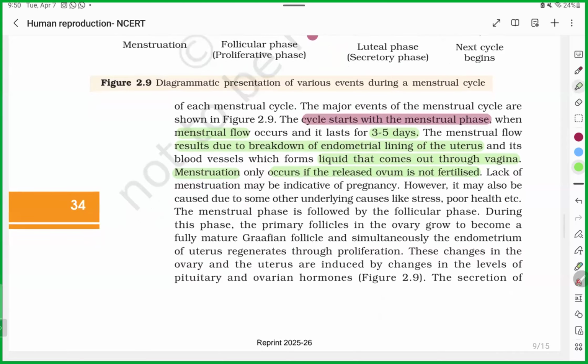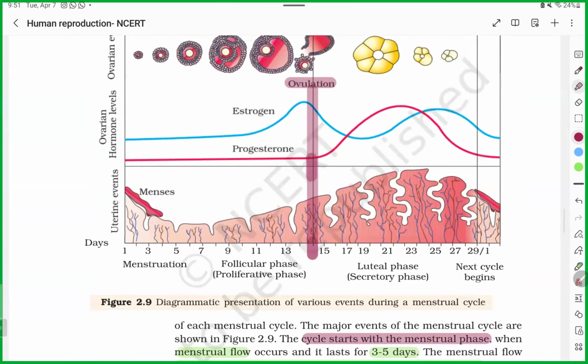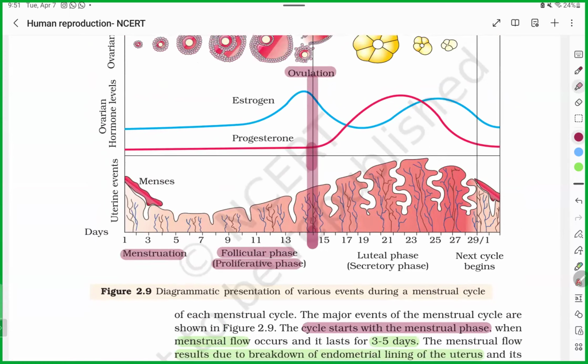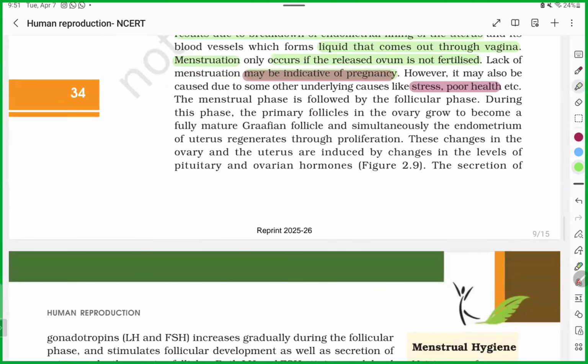Lack of menstruation may be pregnancy, but not always. If menstruation is not there, maybe the mother or female is weak, correct? There may be hormonal imbalance, correct? Stress, poor health can be the reason. After the menstruation phase, the first phase is the menstruation phase. The second phase is the follicular phase, also known as the proliferative phase. During this phase, the primary follicle will convert into the mature follicle, and at the same time, the endometrium lining will regenerate through the proliferation process. That's why it is also known as the proliferation phase.